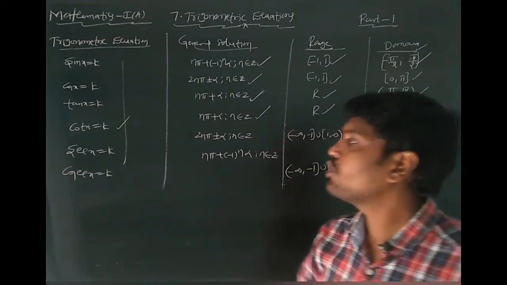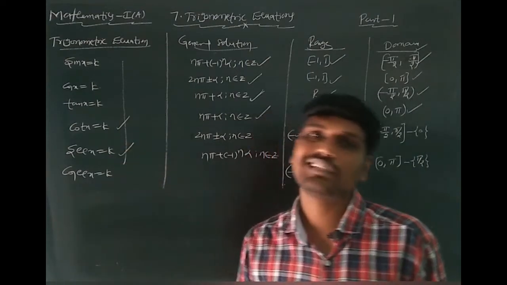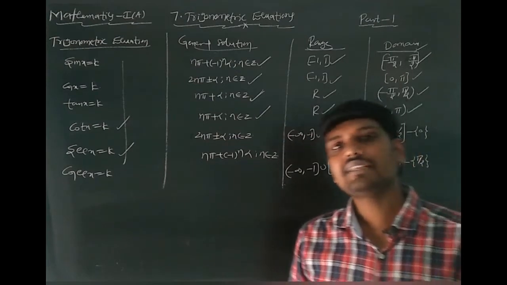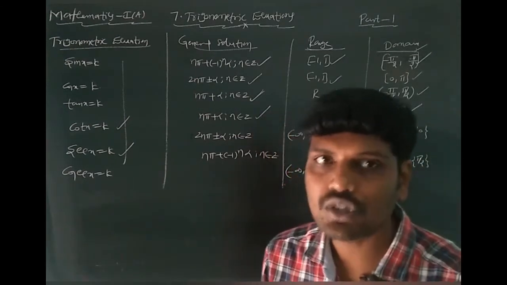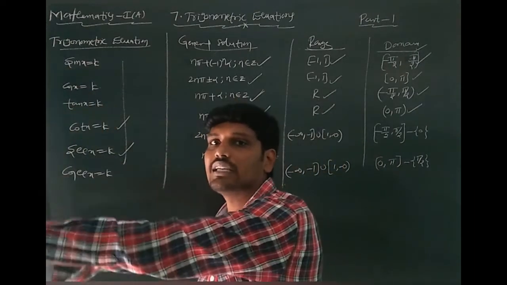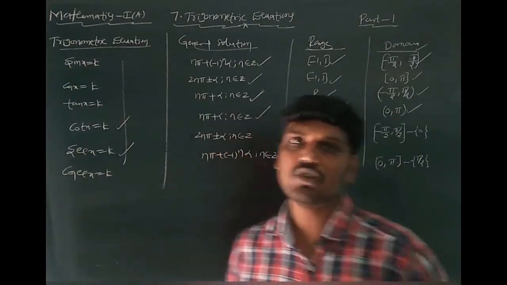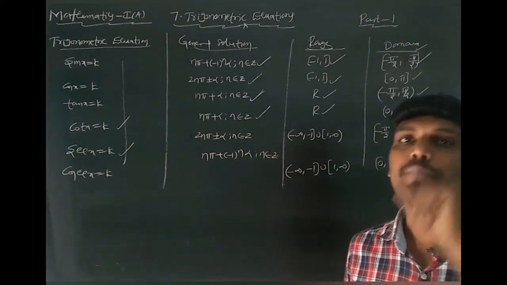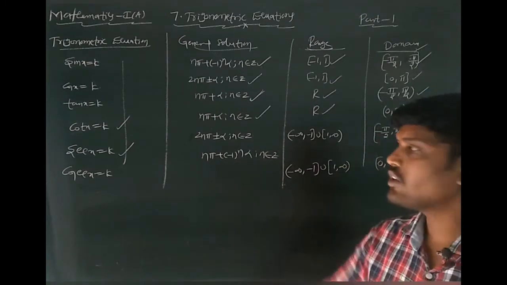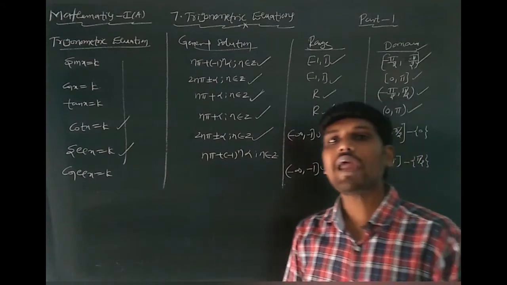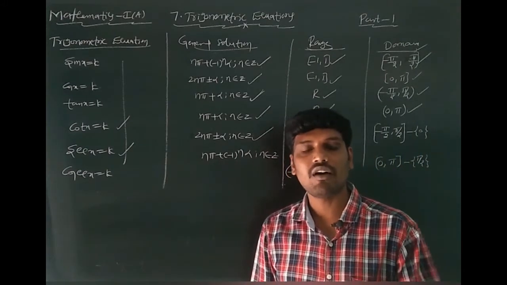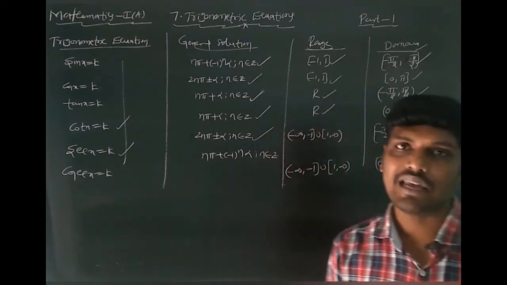After that, you go to the next one, secant x is equal to k trigonometric equation. Its general solution is the same as cos x is equal to k. What is the general solution of cos x is equal to k? 2n pi plus or minus alpha. That's why for secant x is equal to k the general solution is also 2n pi plus or minus alpha. Here n is an integer.